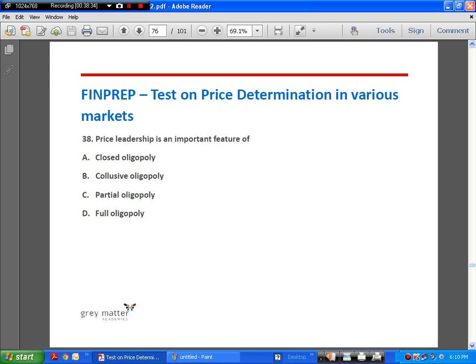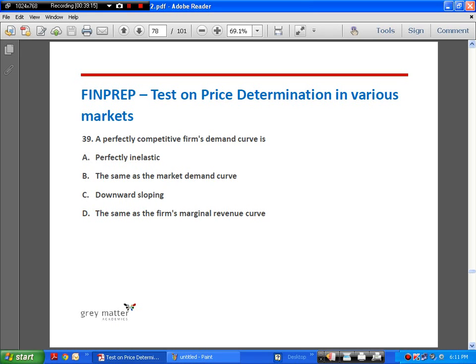38th question. Price leadership is an important feature of. So, under closed oligopoly, you have restriction on entry. Under collusive oligopoly, you have all firms together deciding on a common price. Under partial oligopoly, it is a mixture of both closed and open. Under full oligopoly, you will notice that the firms identify a dominant firm who acts as a price leader, and all other firms will follow his price strategy. The right answer is option D, full oligopoly.